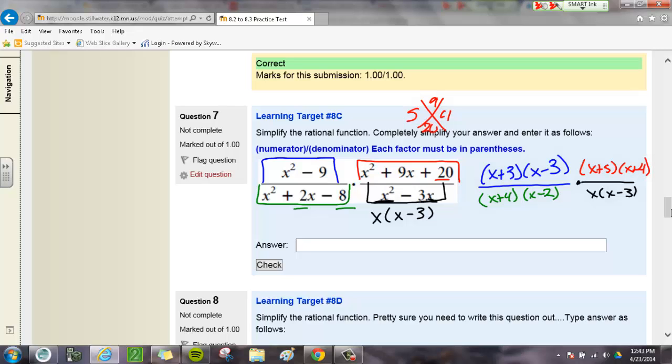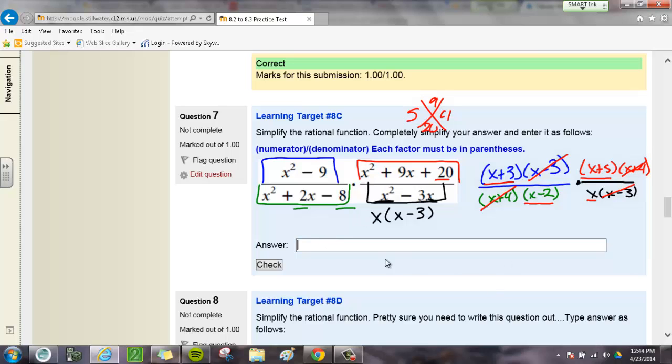Here we go. So now let's start canceling top and bottom. x minus 3, x minus 3 right here cancels that one. And then x plus 4 cancels off that x plus 4. There we go. That's all you can cancel. So on top I'm left with this x plus 3 and this x plus 5. The bottom I'm left with x minus 2 and x.